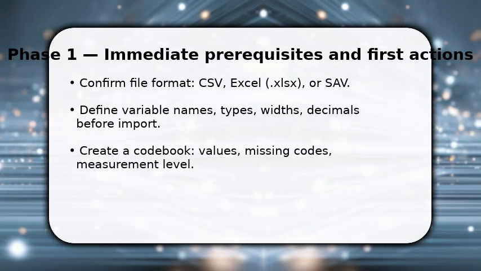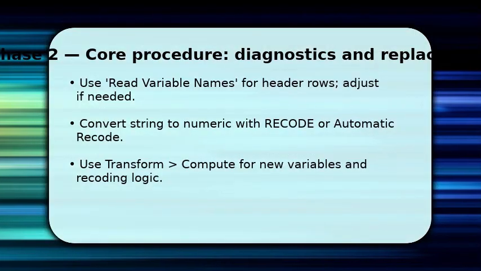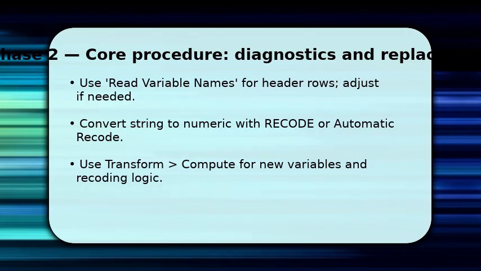You now import and inspect the dataset in Data View and Variable View. Look for truncated text or misplaced headers. If headers exist, check Read Variable Names during import, otherwise rename in Variable View.